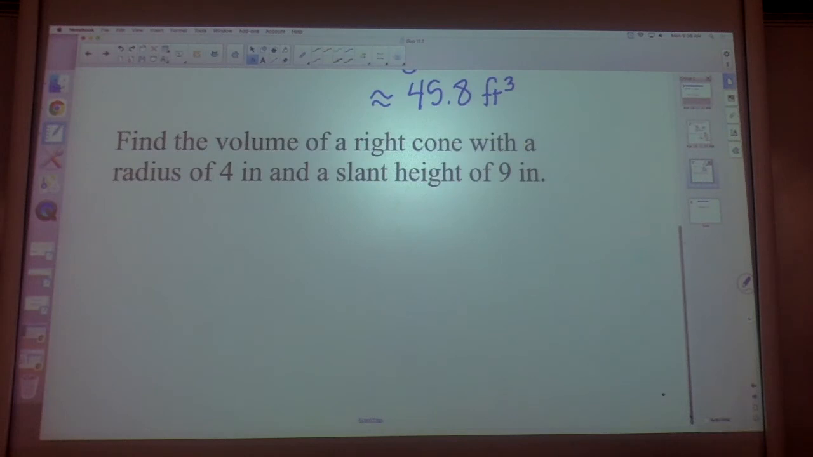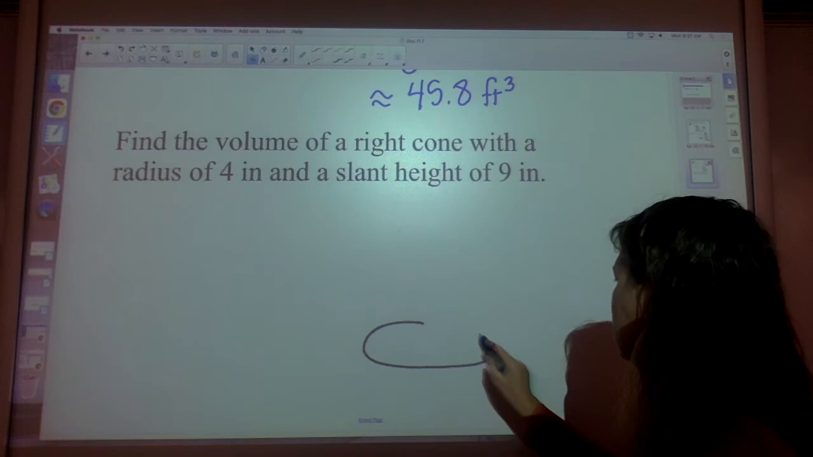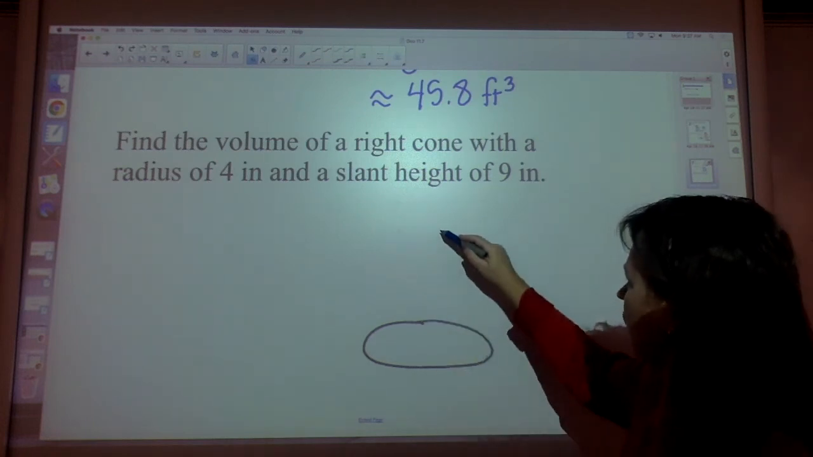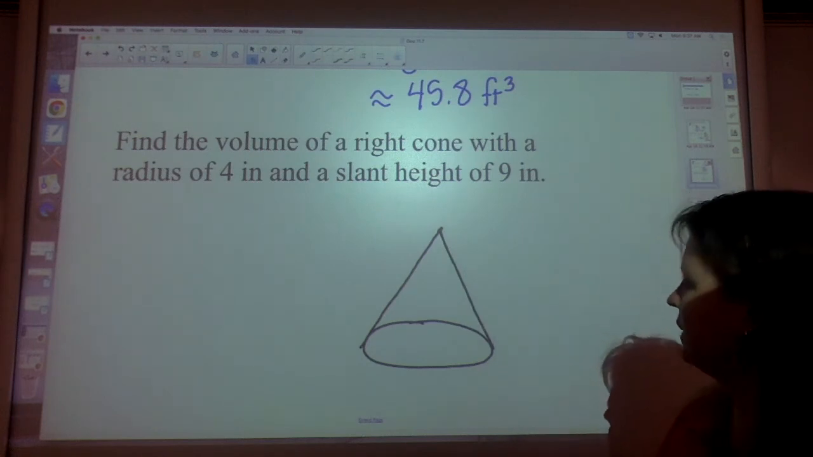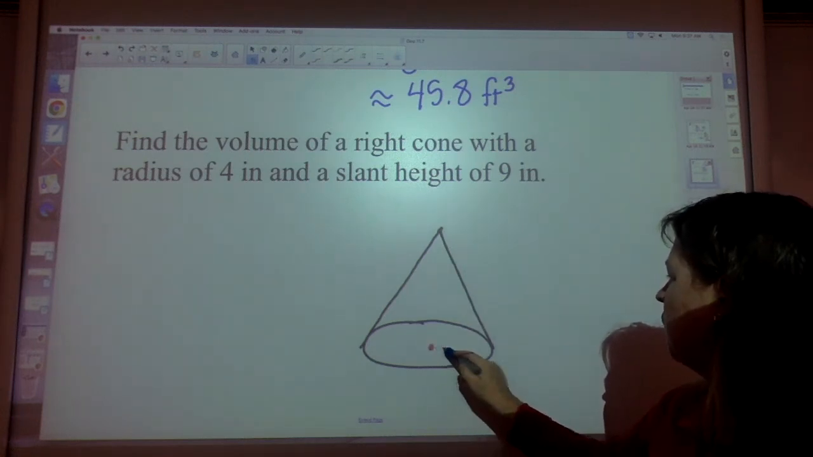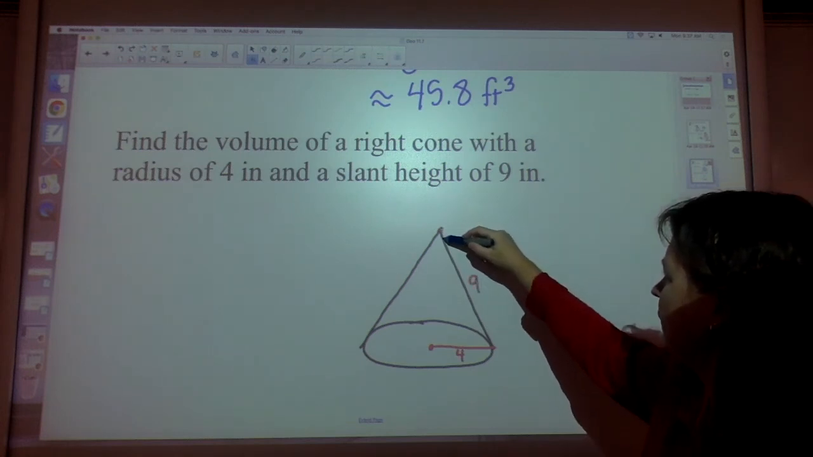Let's try this one. Find the volume of a right cone with a radius of 4 and a slant height of 9. Okay, they're all right cones. I don't know why this one said specifically that it was a right cone, but we're only working with right cones. So again, you probably want to draw the cone to have a visual, plus the cones are easy to draw if you can sort of draw an oval. But this time it says its radius is 4, but its slant height is 9.